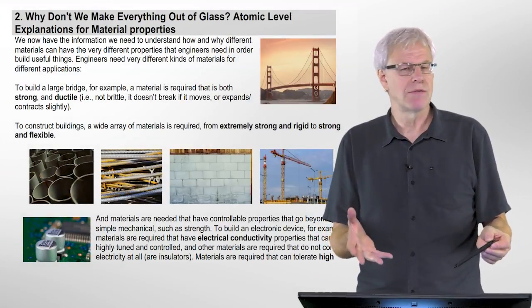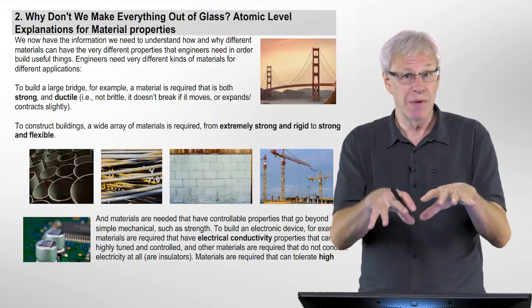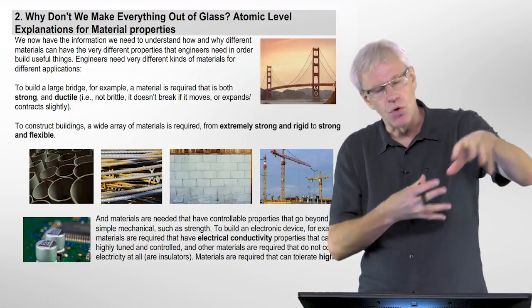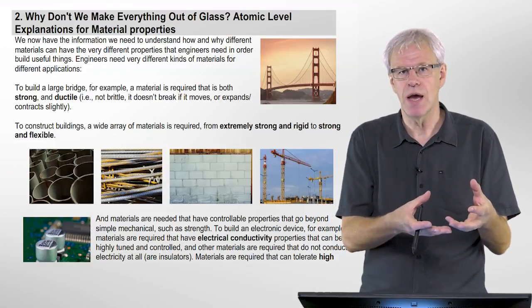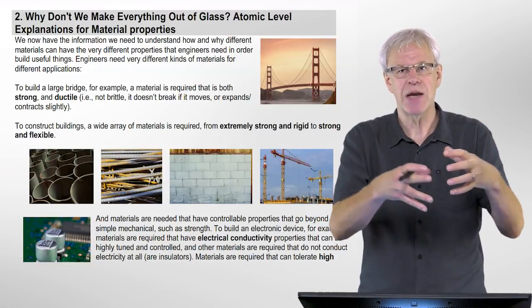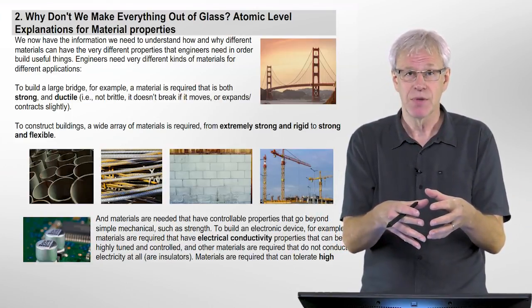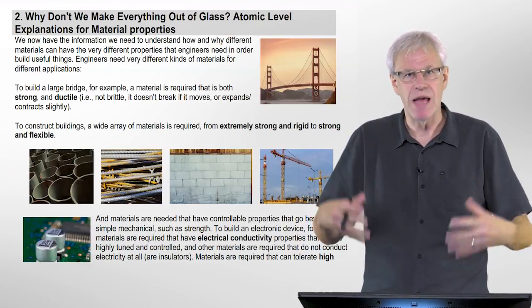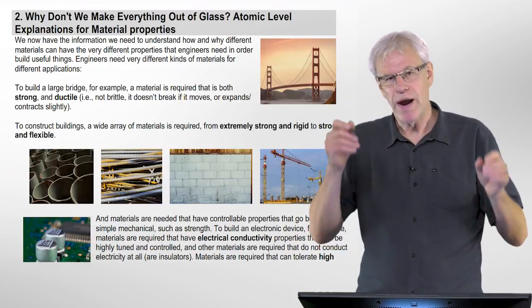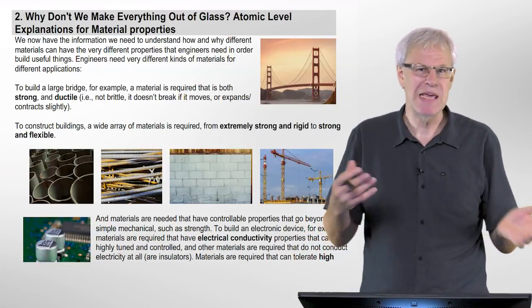In the previous section of the course, we spent a lot of time talking about atomic structure and electrons and orbitals and so on. And now we're in a position to figure out how we take atoms and combine them together, and the different ways we combine them together. We call that bonding, to make different kinds of materials which can be used to solve engineering problems. So at the end of this section, we're going to get to the answer to this question: why do we make everything out of glass?